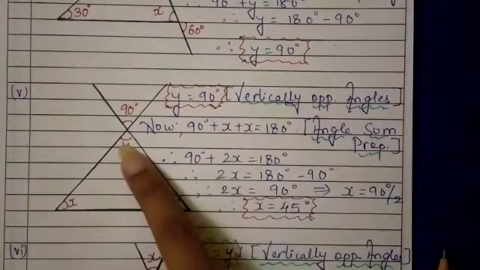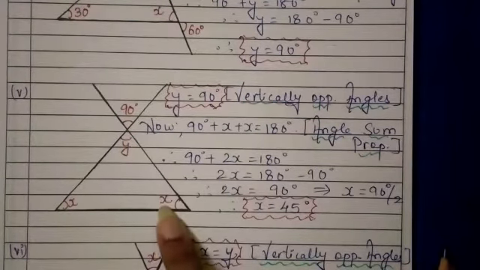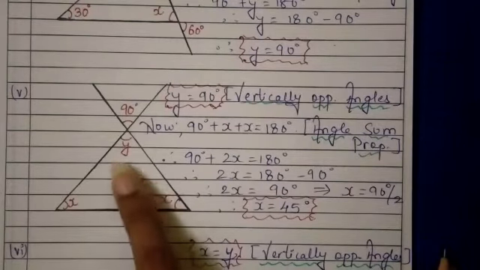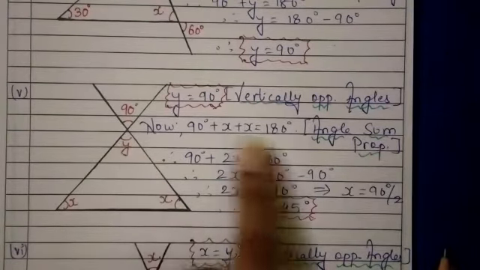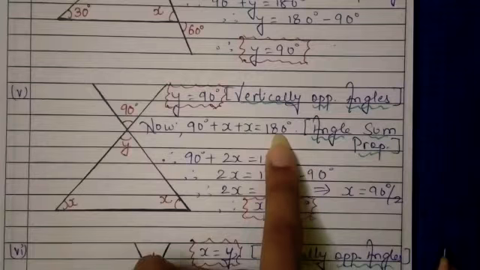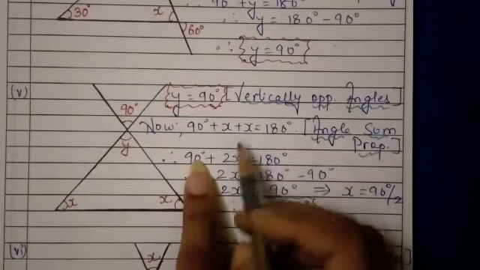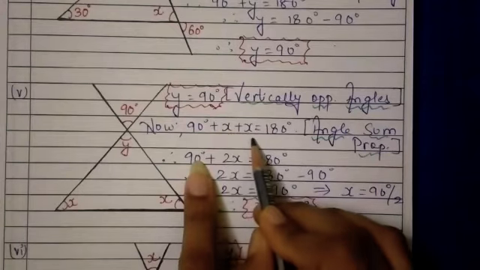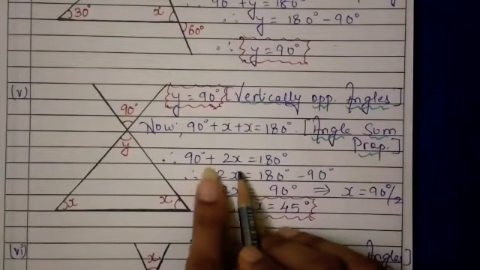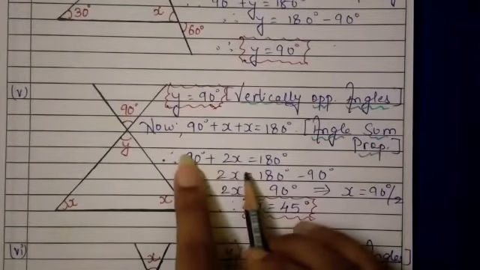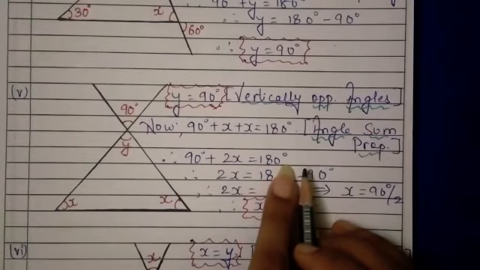Now since we know this angle, using the angle sum property we can find the value of the unknown x, that is x plus this y, which is 90. Its total will give me 180. Fine. Now 90 will be carried further as it is. Now x plus x are both like terms. They can be added and will turn out to be 2x. Fine. So 90 plus 2x is equal to 180 degree.